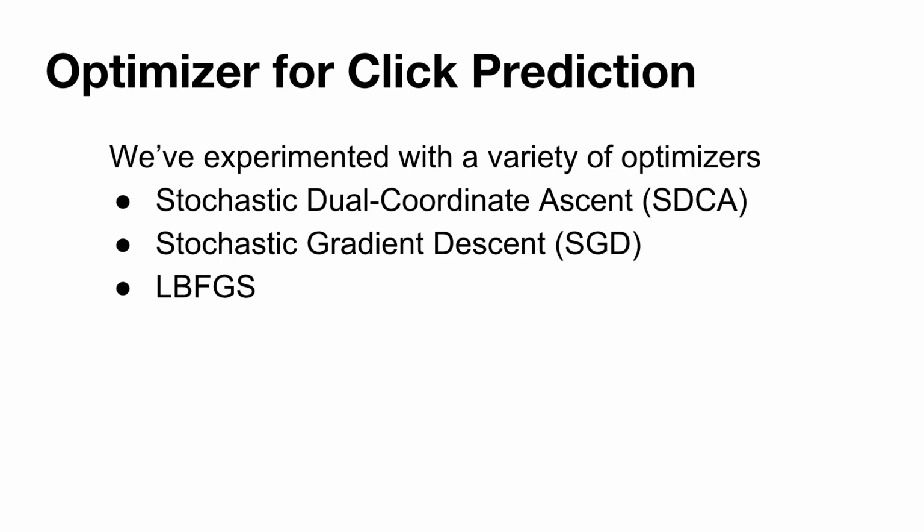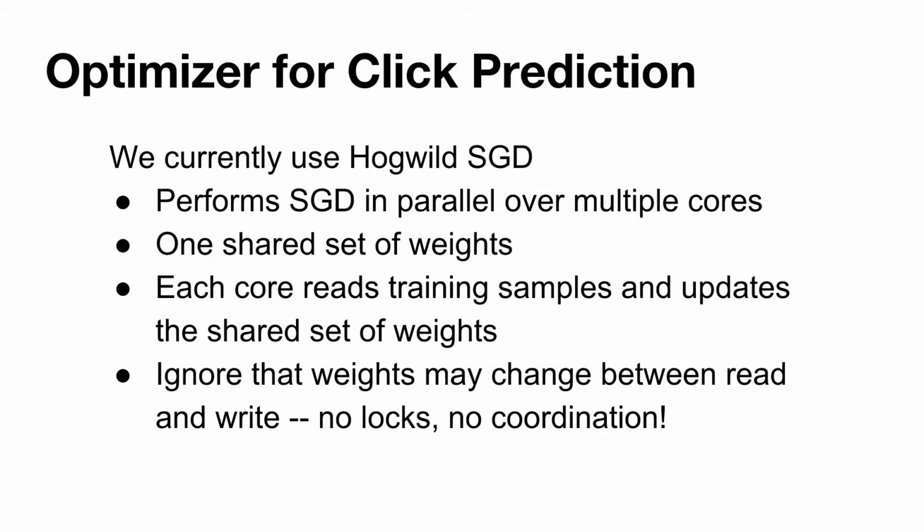We've also explored how to optimize the model we used. We've explored various optimizers. Stochastic dual coordinate ascent only works for convex functions, and the factorization machine isn't convex, so that's out of the picture. But we did use that initially with logistic regression. SGD is very standard. LBFGS is a standard second-order algorithm. But what we actually use now is Hogwild SGD.